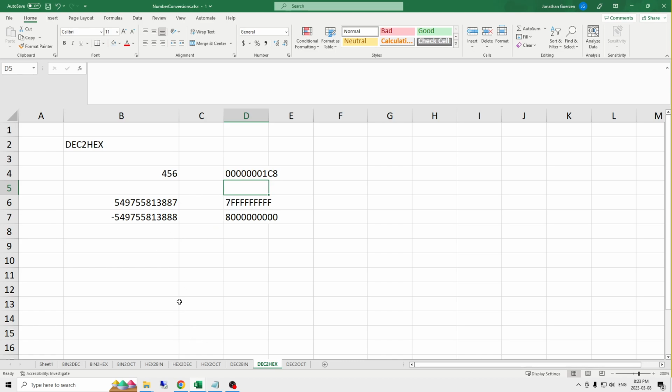The related functions are, of course, the function that does the opposite, hexadecimal to decimal, and the rest of the decimal conversion functions, decimal to binary, or DEC2BIN, and decimal to octal, or DEC2OCT.